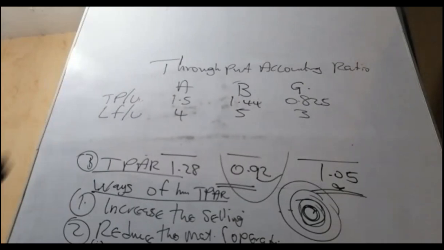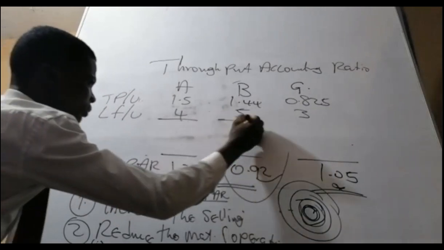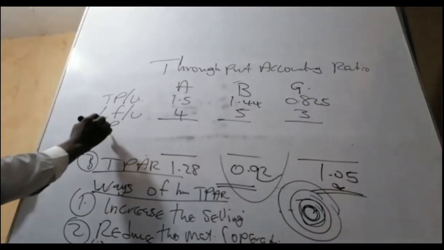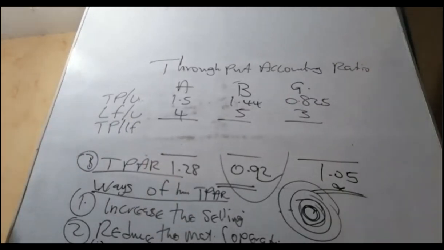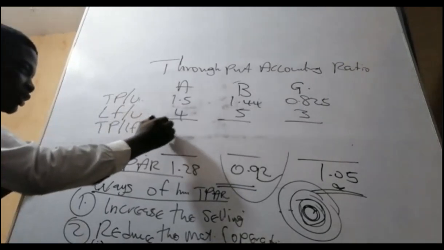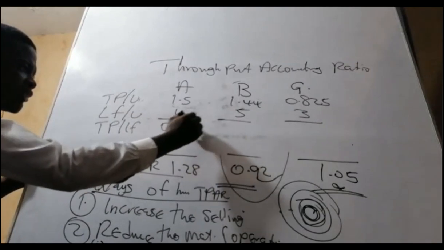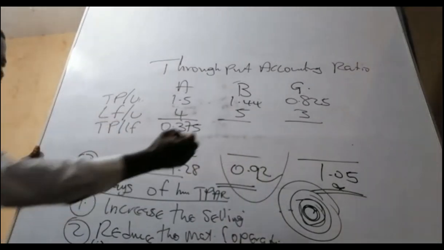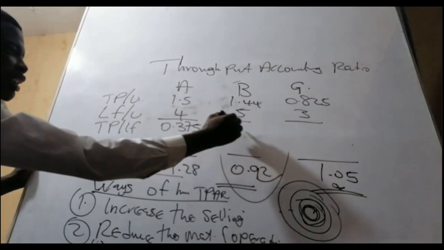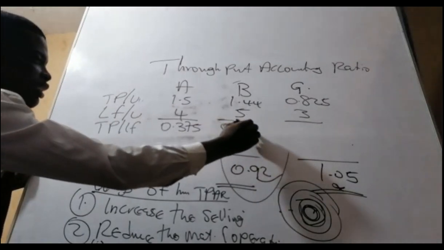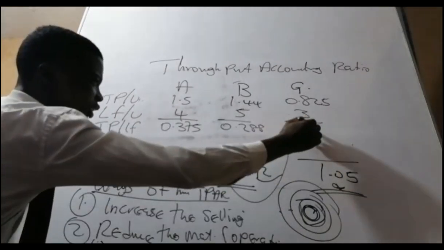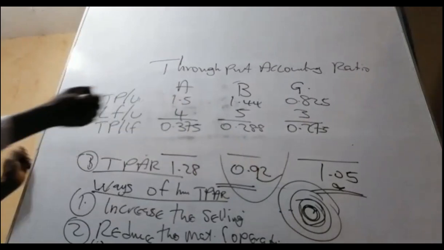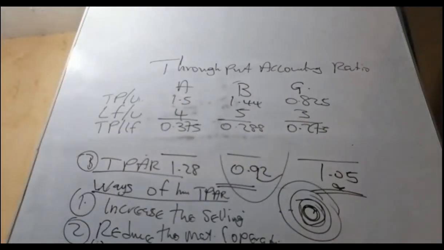So what's the throughput per limiting factor? Throughput per limiting factor will be 0.375. Wow, 0.375. Have you seen that you can do it? Then 0.288, and the last one, 0.275. Have you seen that you can solve the question? That is great. Now let's continue. That's the first step for the throughput accounting ratio.